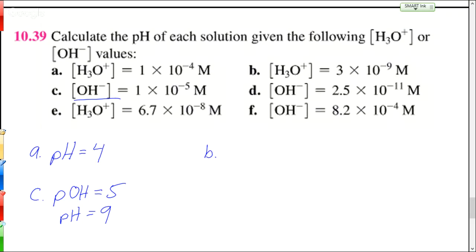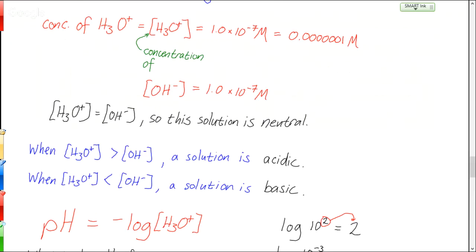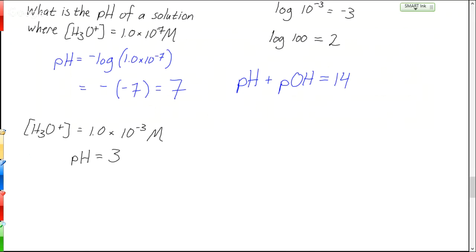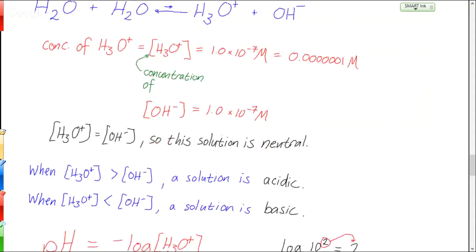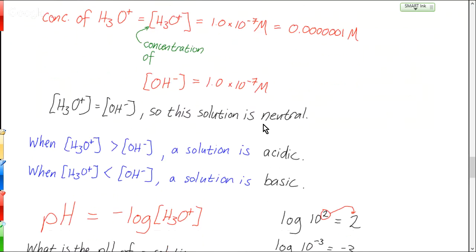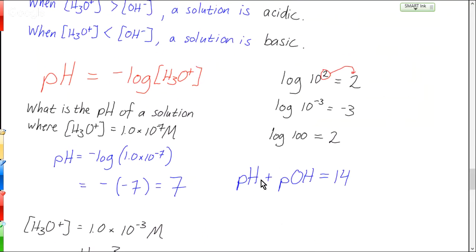Can I stop you? Yeah. Where did you get 14? When the two concentrations are equal, they each are at 7. That's from this here. Okay. So in pure water, both concentrations are at 7. So that's a pH of 7. So when the pH goes down, the OH has to go up and vice versa. So they always, 7 plus 7 is 14. They always have to add to 14, the pH and the pOH.